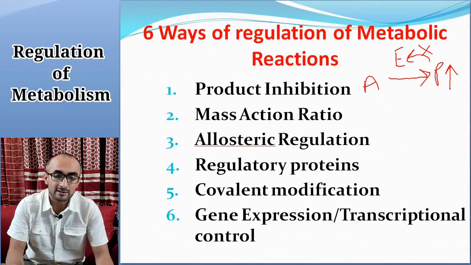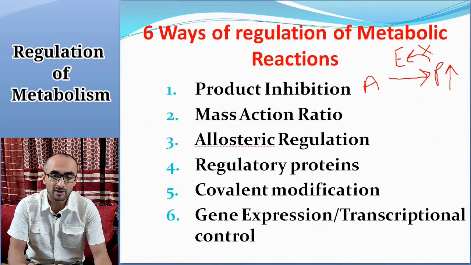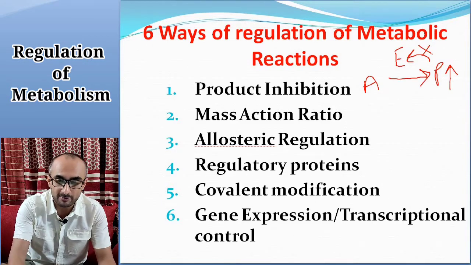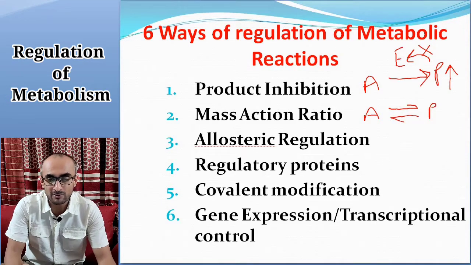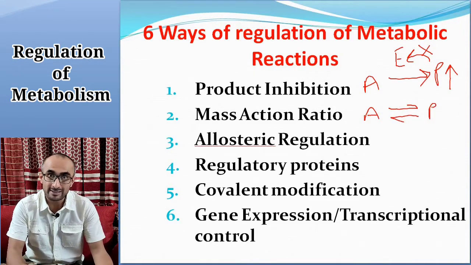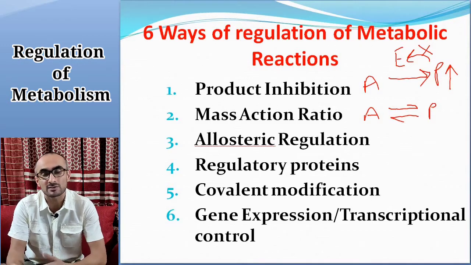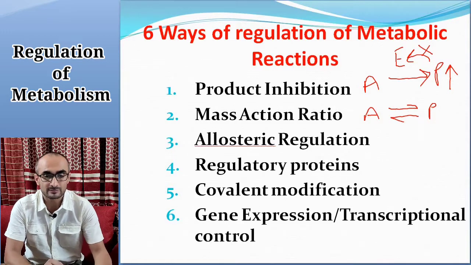Another method is mass action ratio. That's applicable basically on reversible reactions. For example, if A is being converted into product P, the concentrations of A and P will decide whether the reaction should proceed in the forward direction or backward direction.